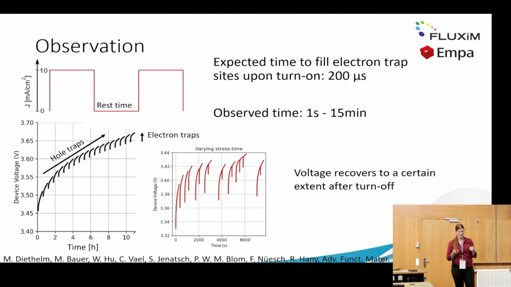Well, what we can see is that the hole trap development takes place in a very long time frame. So if we reduce the time frame to only a few minutes and we use a rest time in between, what we can see is the development of electron traps and also the decay of electron traps. This is something curious because usually when you have degradation due to formation of traps, you don't expect to have a decay of trap states.